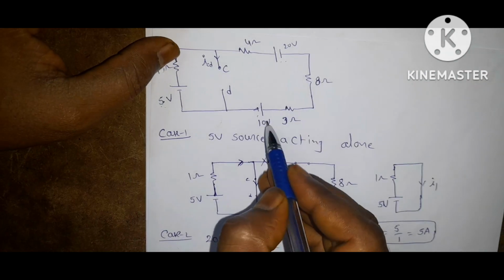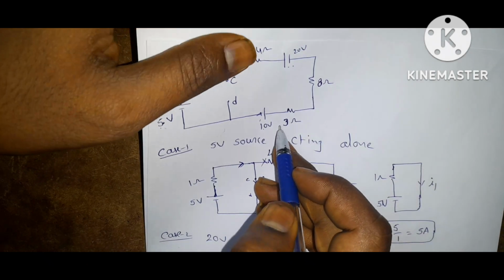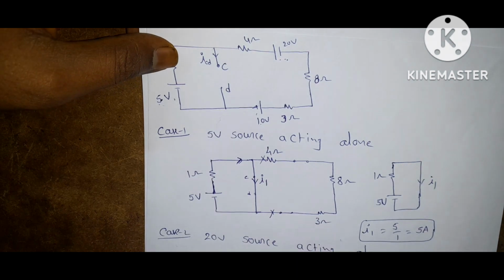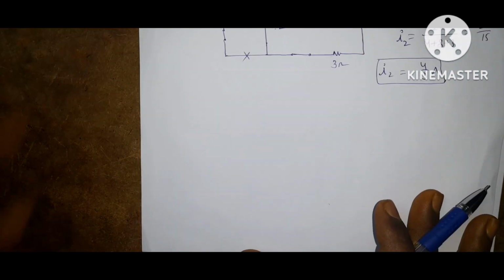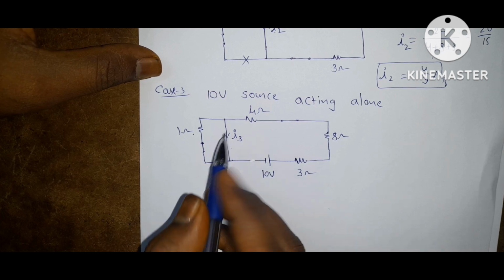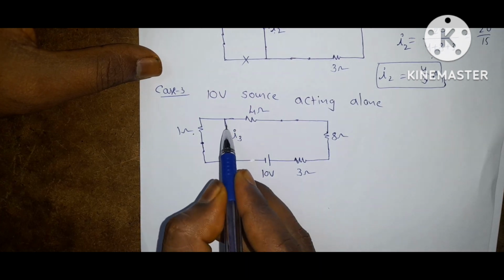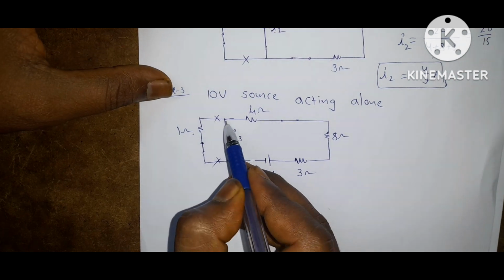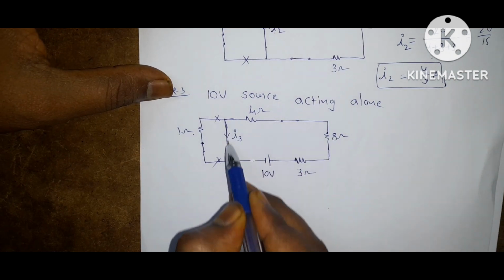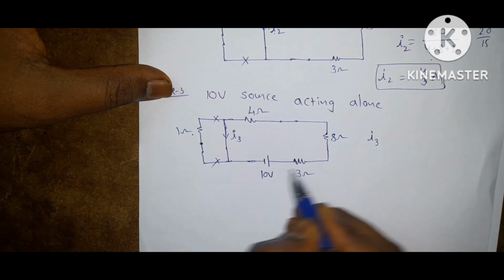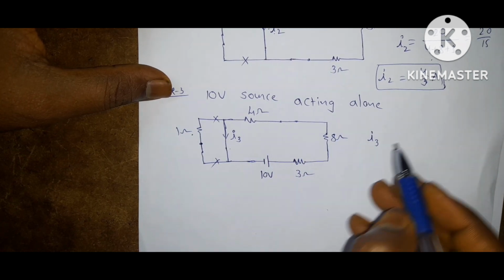Next, case 3. If 10 volt source acting alone, this 20 volt source and 5 volt source are replaced with short circuit. Then circuit becomes like this. Here also this 1 ohm is connected across short circuit. So current is always flowing through the short circuit only. So the 1 ohm is neglected. So this is closed loop. So the current flowing through this closed loop is I3. The response due to 10 volt source acting alone is I3.